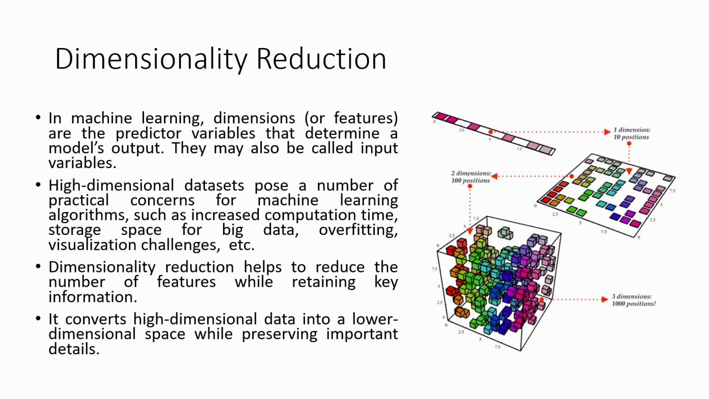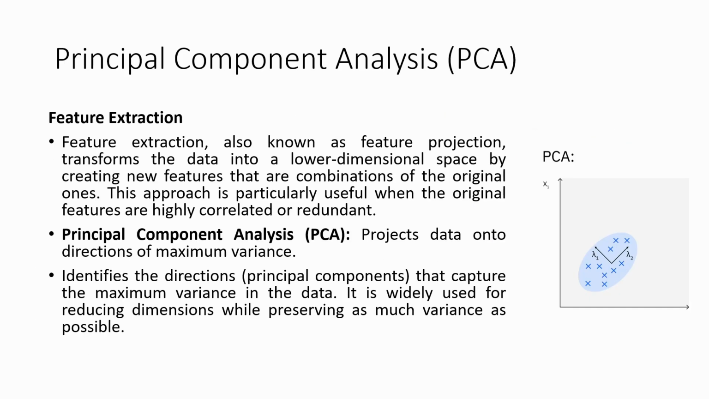What it does is convert the high dimensional data into a lower dimensional space while preserving the important information. Here in this diagram, you can have a look. In 3 dimensions, there are 1000 positions of data, which are converted in 2 dimensions to 100 positions. This is 2-dimensional data. And when it is converted to 1 dimension, you can see 10 positions. So from 1000 to 10, it has been reduced. This is what we talk about as dimensionality reduction.